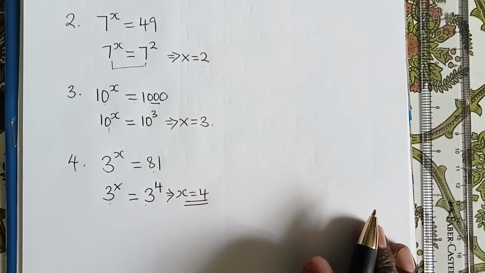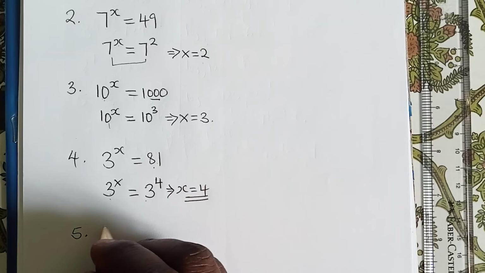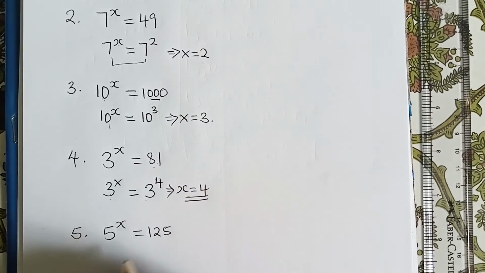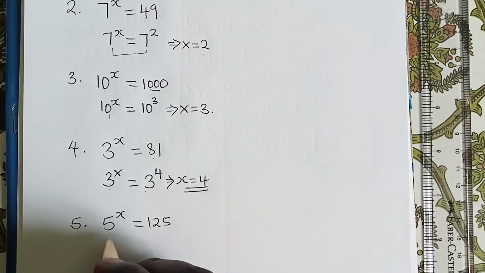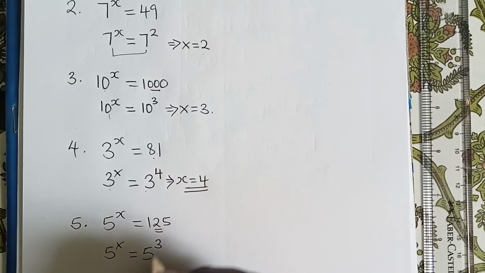Last question. Solve for x in 5 raised to power x equal to 125. Which power do we raise 5 to get 125? Yes, this is how we proceed. Write 5 to the power of x equal to, write 125 to base 5. That is 5 to the power of 3.